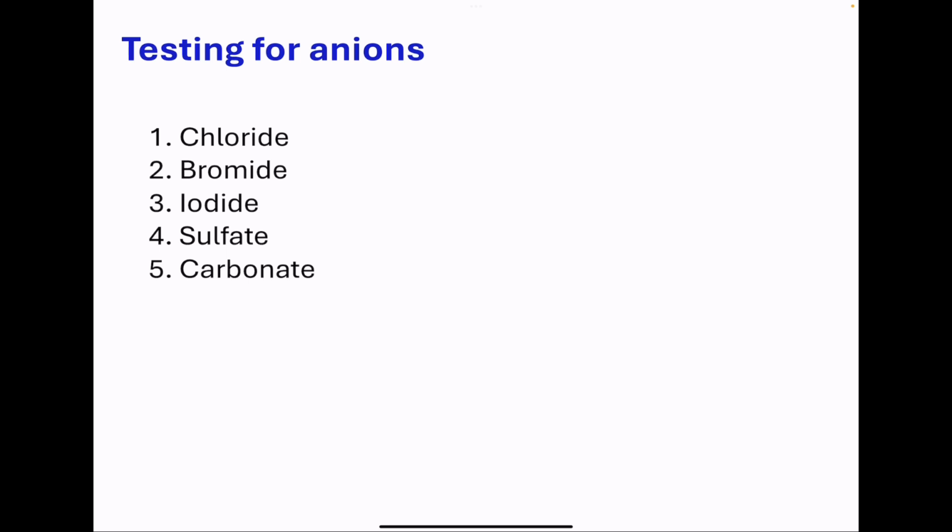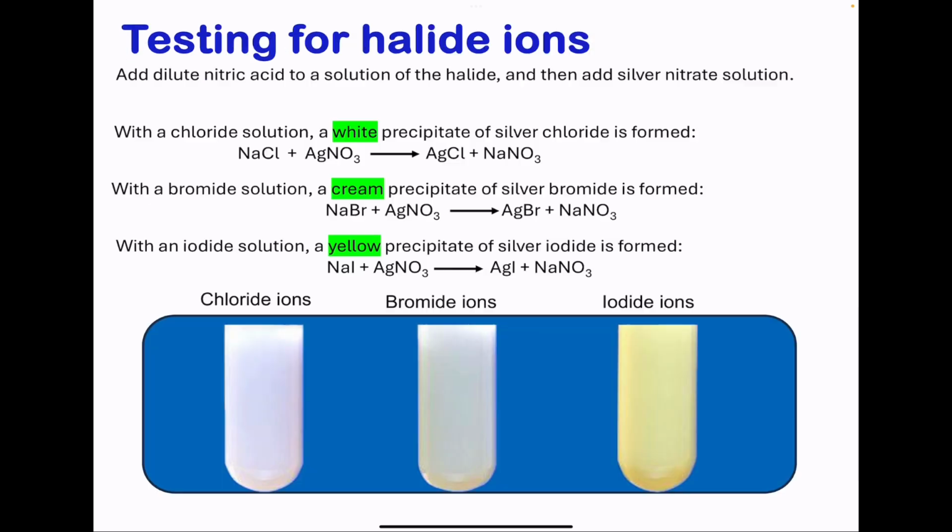Here we're going to be looking at chloride, bromide, iodide, sulphate and carbonate. We're going to begin by testing the halides, which include the chloride, bromide and iodide. These are all tested using the same reagents. So to the sample suspected to be a halide, we will add dilute nitric acid followed by silver nitrate solution and observe the color of the precipitates formed.